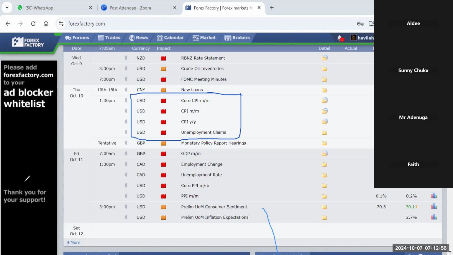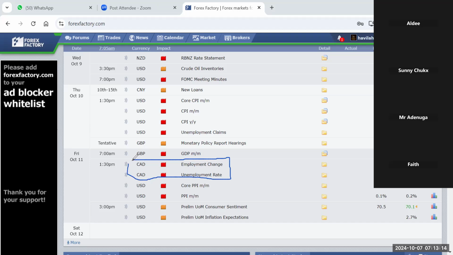And on Friday, we have the GDP from the United Kingdom. That's gross domestic product. This is equally a major economic event. And the same Friday, we have the employment change and unemployment rate from Canada. This is Canada's version of NFP. Most times it is released the same day as the NFP, but in some instances, if it's not released the same date, it will release the next Friday. So usually it would have been released last Friday with the NFP, but it's coming up this Friday at 1:30 p.m. So it's equally a major event which will move the market.